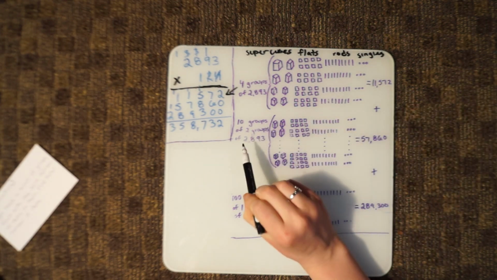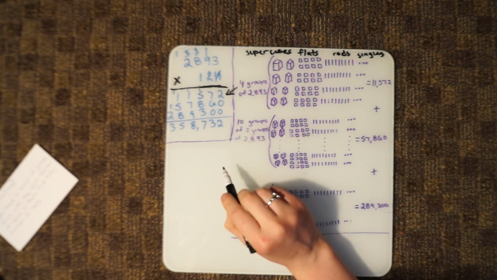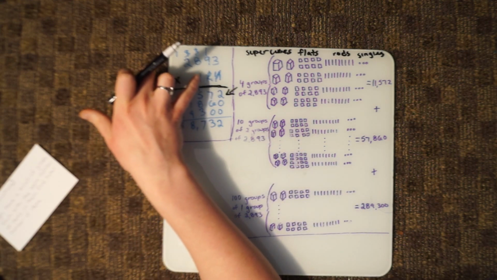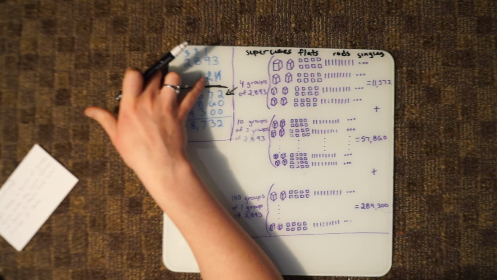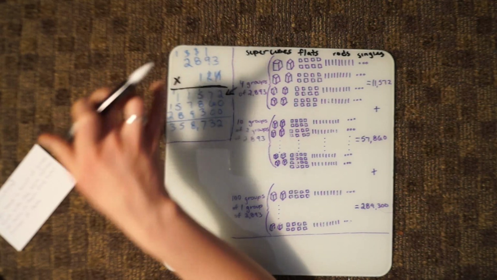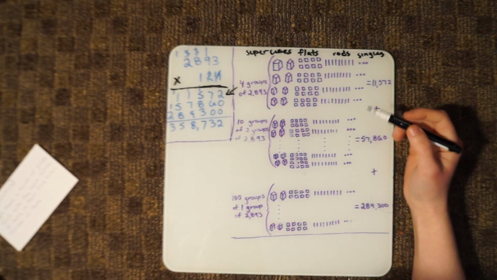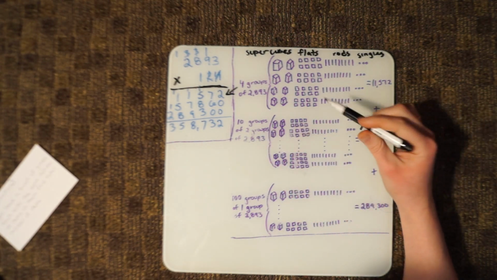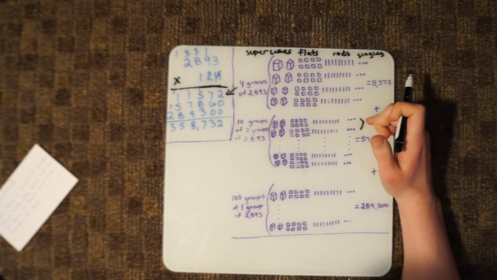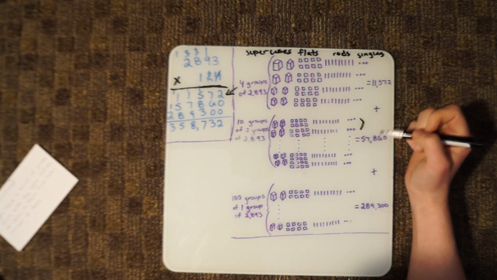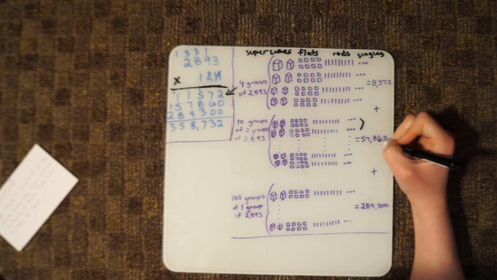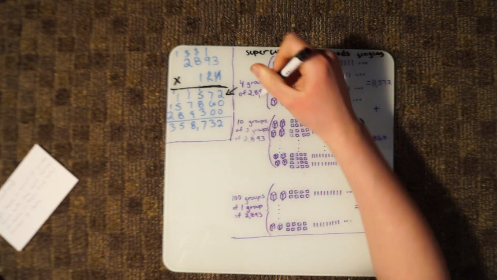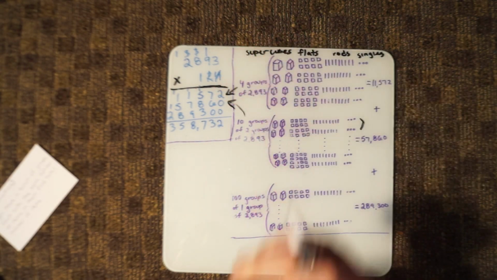Next, we have 10 groups of 2 groups of 2,893. That's because we multiplied by the 2 here, which is a 2 in the tens place, which means 20, which also is written as 2 times 10. So, each of these right here is the 2 groups of 2,893. We'd write this out 10 times, and then we'd add them all up in order to get 57,860. And that's right there.